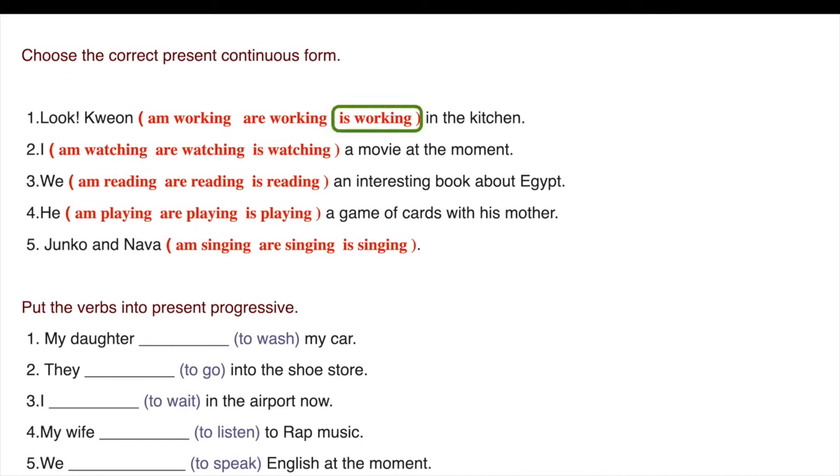Look, Kyon is working in the kitchen. I am watching a movie at the moment. We are reading an interesting book about Egypt. He is playing a game of cards with his mother. Junko and Nava are singing.